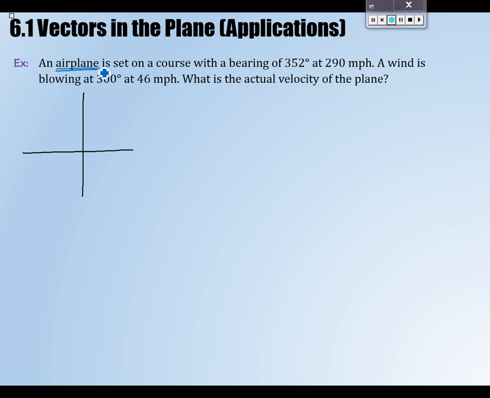So I'm going to draw the airplane's vector in blue. I'll try to make this obvious. It's got a bearing of 352 degrees, again, from north, measured clockwise. So how does that look? Measured from north. So where are we?